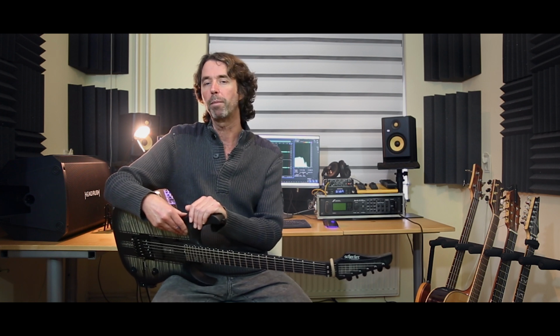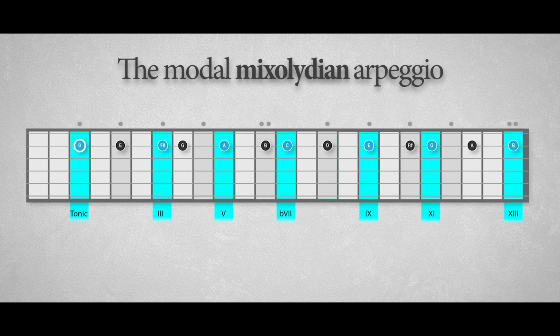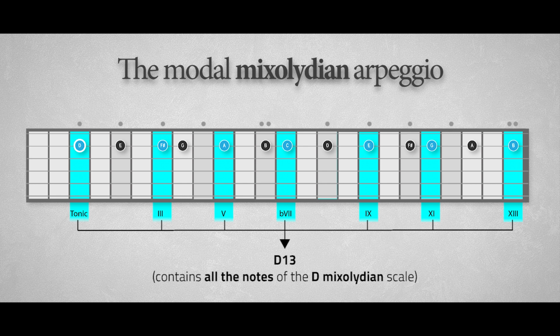Now I think you're getting pretty familiar with this way of creating modal arpeggios by now, right? So let's have a go at the Mixolydian mode. Now this mode starts on the 5th note of a major scale, and in this case that would be the note D. If we stack thirds up to the 13th, we'll get a dominant 13 chord, with the notes D, F sharp, A, C, E, G and B.